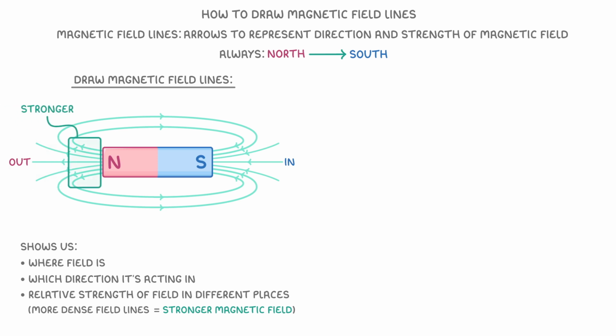For example, the field would be much stronger over here, by the north pole, than it would be out here to the side, where it'd be weaker because the one by the pole has lots more lines going through it.